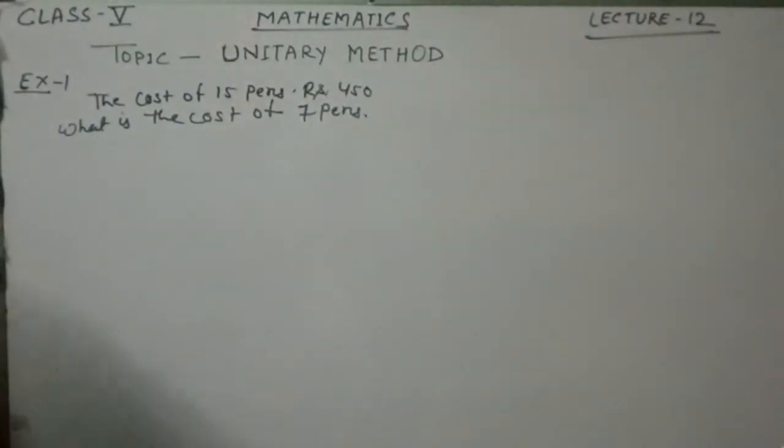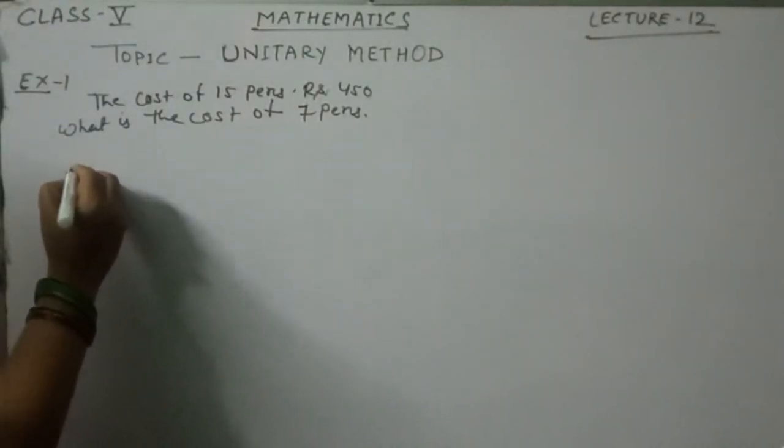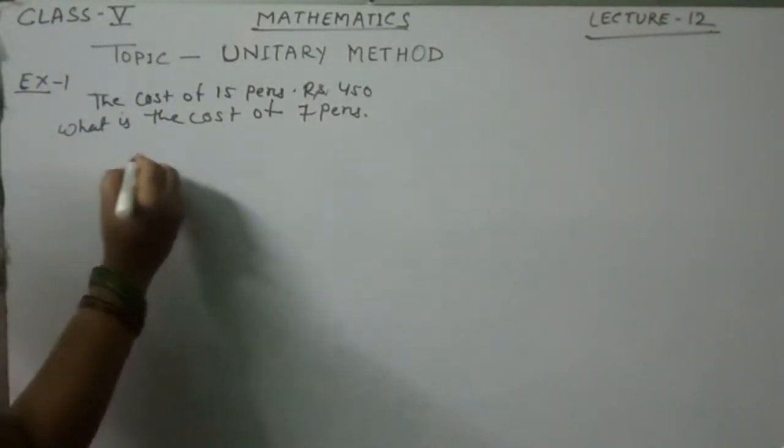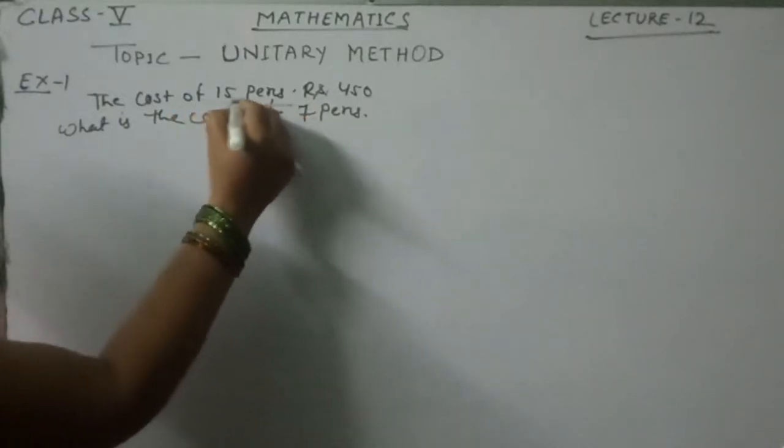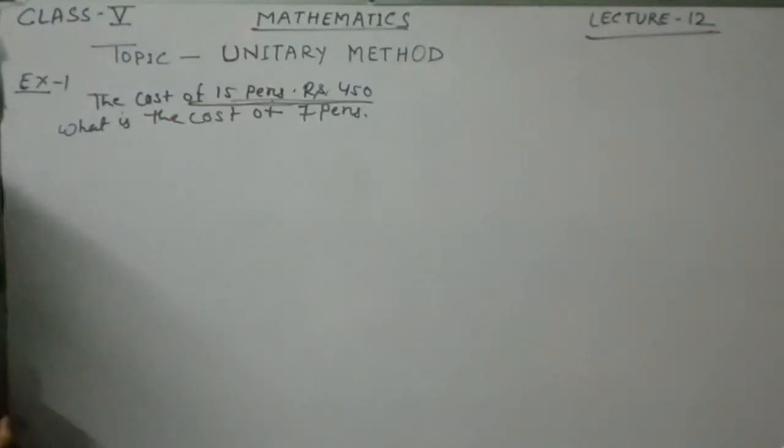So what I told you, by the unitary method, what do we have to find? First we get the value of 1 pen, and after getting the value of 1 pen we have to find the value of 7 pens. See how to find it. Here what is given? We have 15 pens with the cost 450.